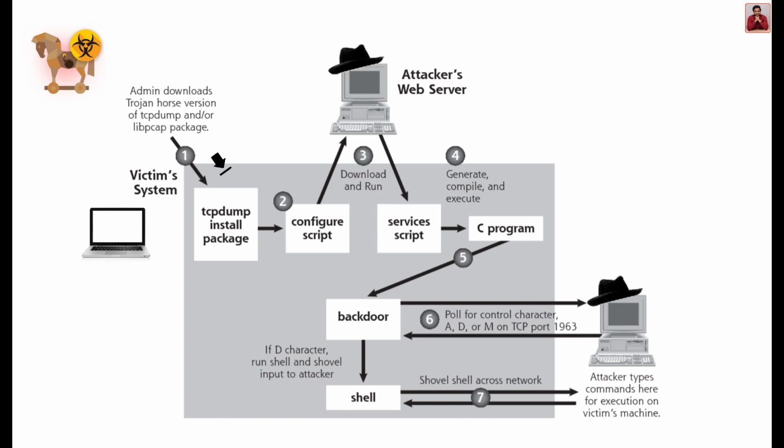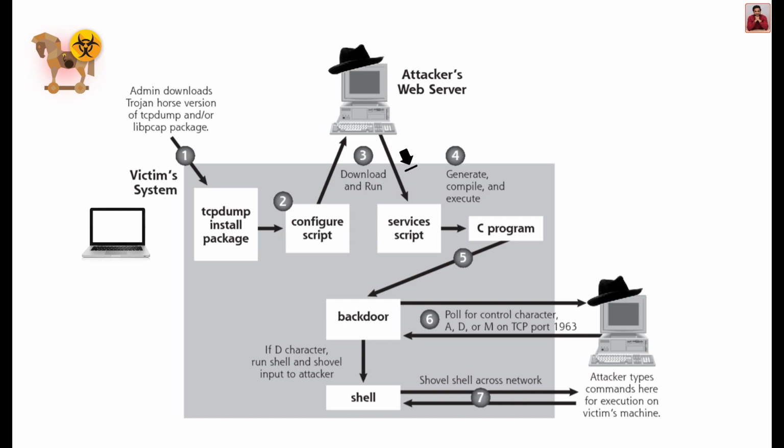Starting with the download of the Trojan Horse version of the installation package in Step 1. The administrator runs the configure script in Step 2. While the configure script checks the system configuration as expected, it also attempts to connect to a web server operated by the attacker to grab a copy of another script, named Services, shown in Step 3. With a simple name like Services, it sounds pretty innocuous.